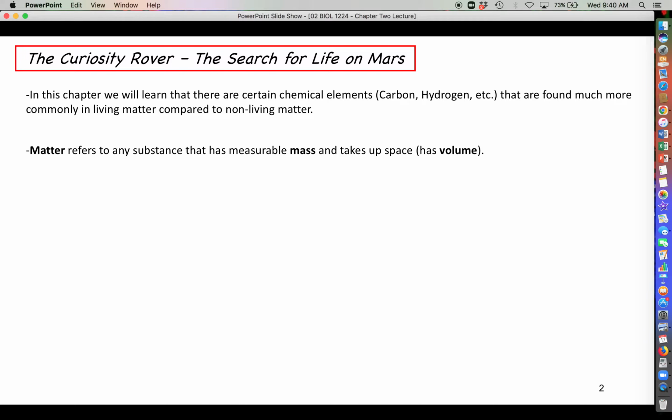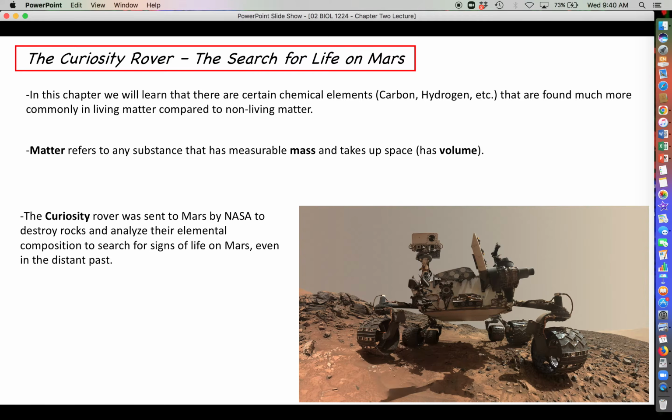So if we go ahead and define the word matter, that just refers to any substance that has mass and has volume. So if it has a measurable mass and then takes up some amount of space, then it is matter, even if it's living or non-living.